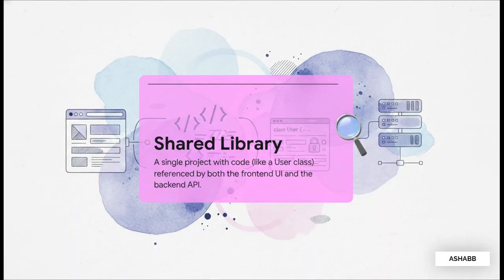And you're probably wondering, how does that even work? It's thanks to a really simple but incredibly powerful idea: the shared library. It's literally just another C# project in your solution that holds all your shared code, like a user class that has the validation rules right on it. And here's the magic: both your front-end Blazor project and your back-end API project can reference this same library. One code base, one source of truth for all your business rules.